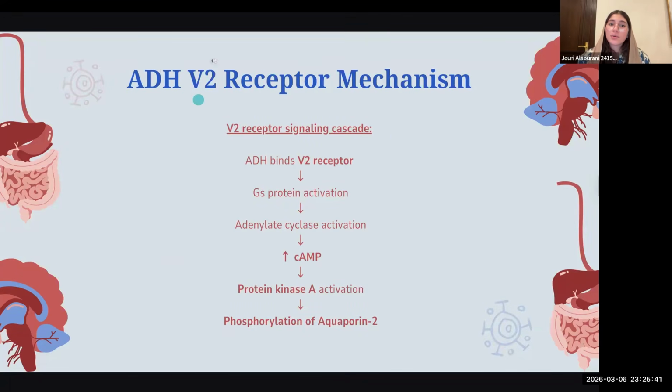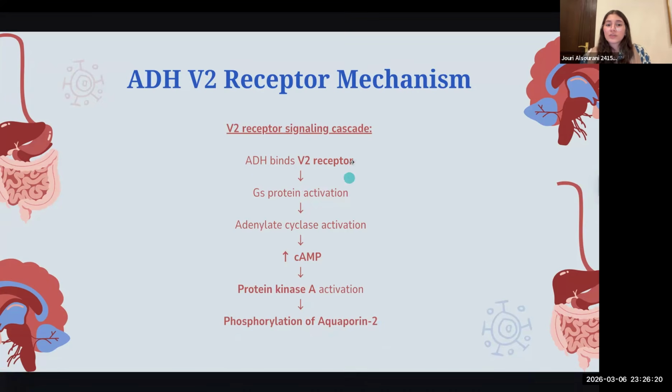And this is the entire mechanism of the V2 receptor. Keep in mind that this is the V2 receptor because there's also a V1 receptor, which we'll look into now. For the V2 receptor signaling cascade, you don't need to know this in extreme detail because it wasn't detailed in your presentation. We're going to have ADH binding to the V2 receptor. It's going to signal a Gs protein, so we're going to have a Gs signaling cascade. Adenylate cyclase will be activated, cAMP will be activated, protein kinase A will be activated. And the overall outcome of this is we're going to have phosphorylation of the aquaporin 2 channels.